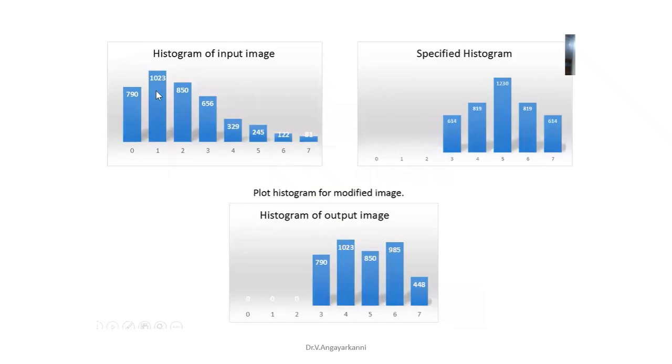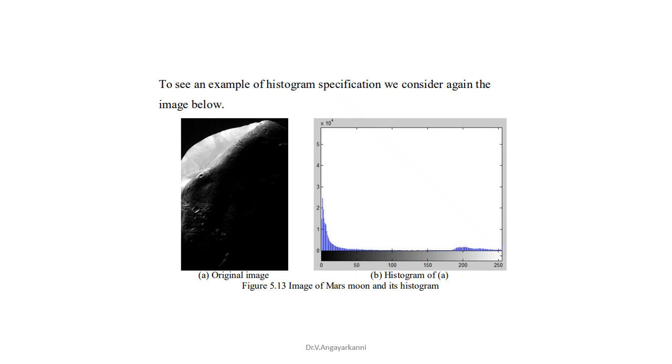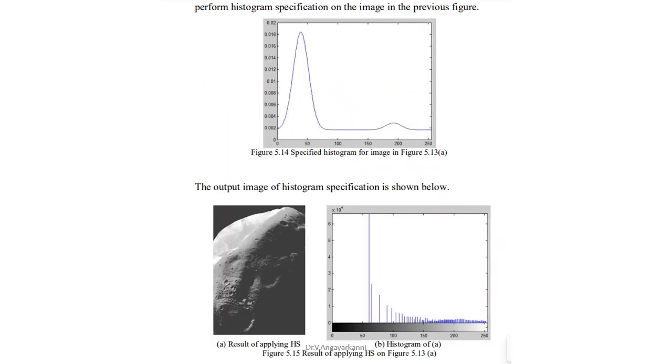The histogram of an input image and its corresponding specified histogram, and the histogram of the output image, are shown as separate graphs. To see an example of histogram specification, we consider again the image below. There is an image of the Mars moon and its corresponding histogram, which varies equally from 0 to 255. The specified histogram of an image is shown here, and its corresponding result after applying histogram specification.